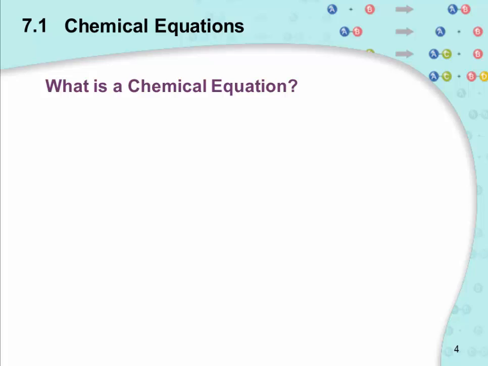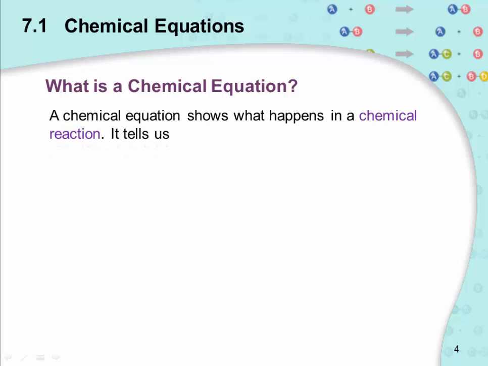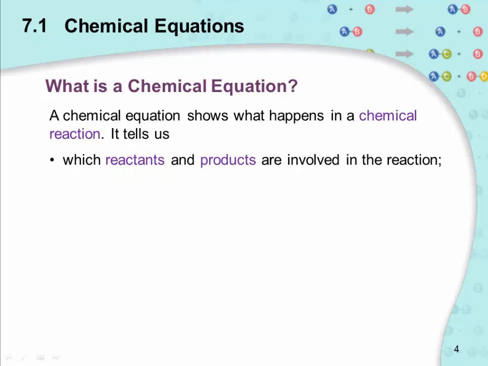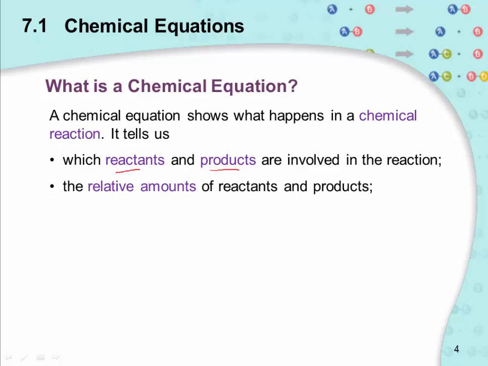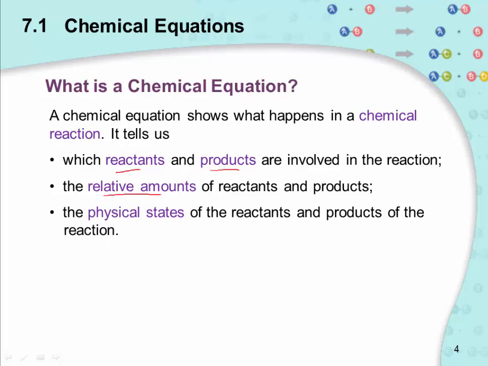So what is a chemical equation? A chemical equation shows what happens in a chemical reaction. It tells us which reactants and products are involved in the reaction, and the relative amounts of reactants and products, as well as the physical states of the reactants and products of the reaction. So in a chemical equation, it tells you about the reactants, the products, the amounts of reactants and products, as well as the physical states.